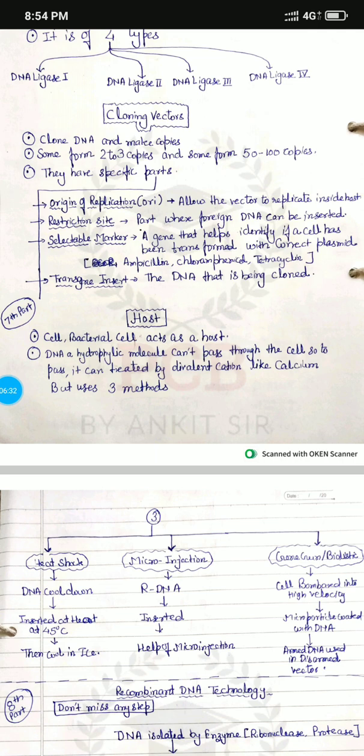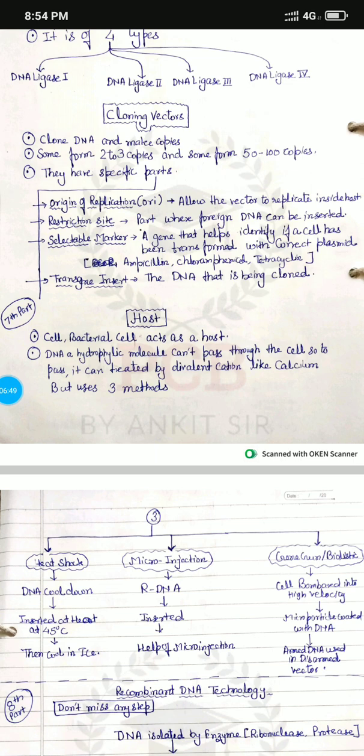Restriction site is the part where the foreign DNA can be inserted. It can be cut with the help of the restriction enzyme, and the new DNA, which is the gene of interest coming from outside, is going to be inserted inside it.